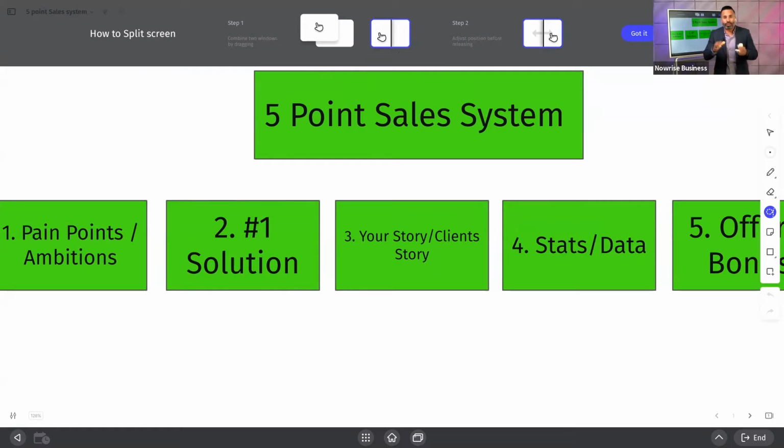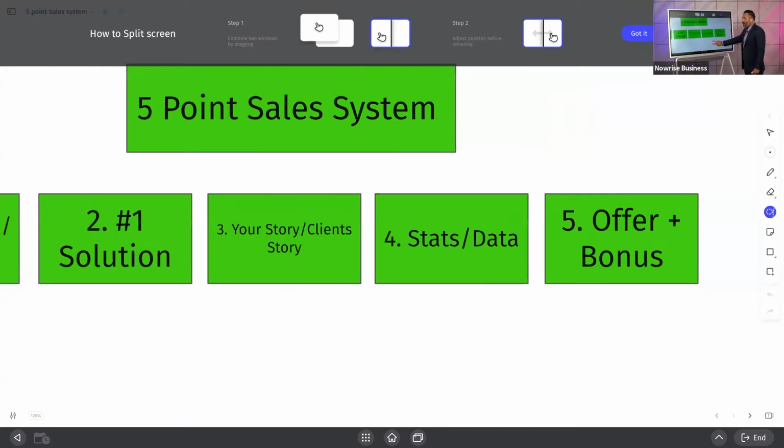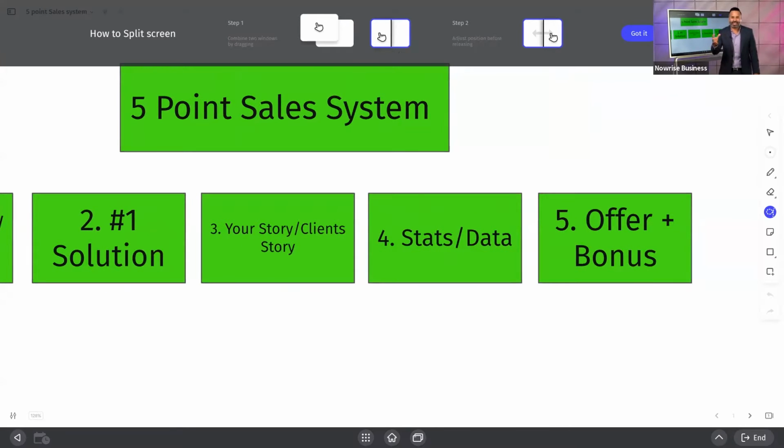They know that you have a story that connects with them and relates with them on a personal level, or maybe a testimonial of your client that's been through the same thing. You share some stats and data to make it more credible, right? And then you make your offer plus a bonus. You got to make it juicier. Don't just make an offer. For sure, you can make an offer.